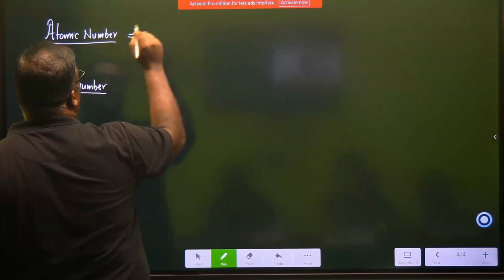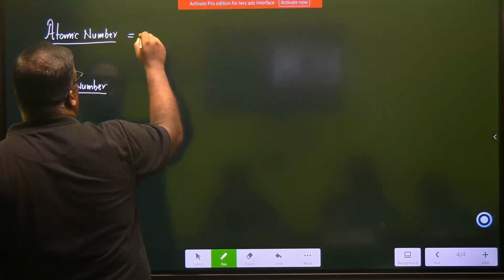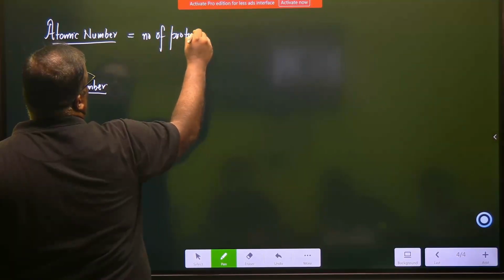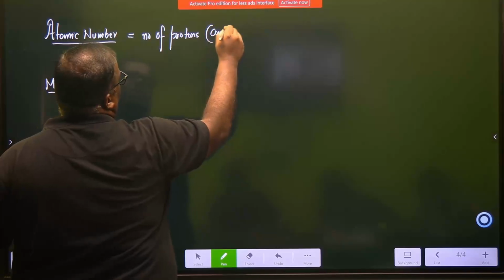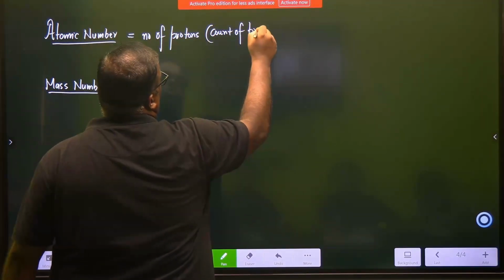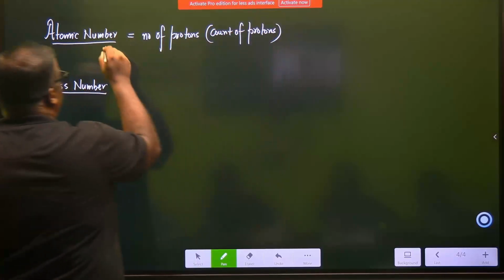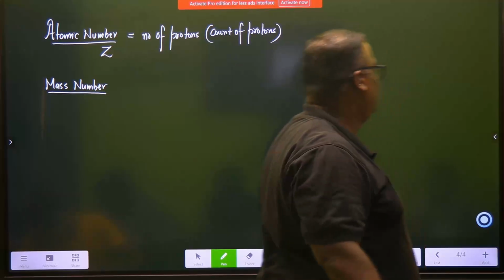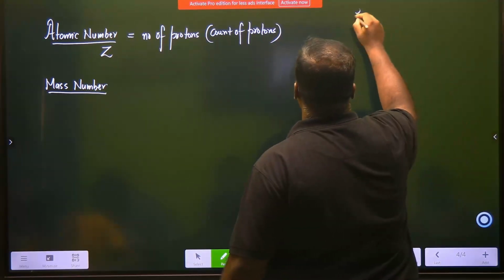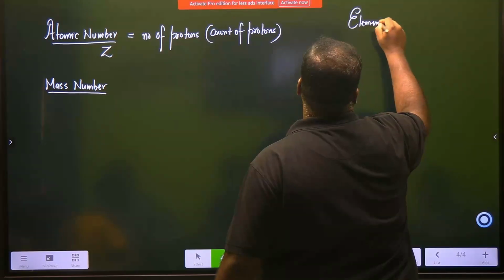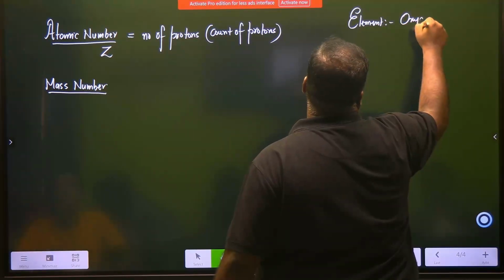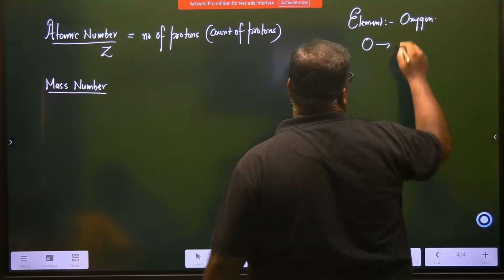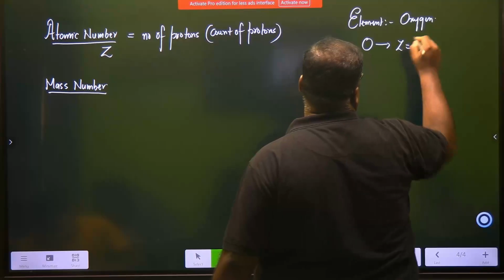Atomic number is an identity of an atom. It is equal to the number of protons, or I can say count of protons, represented by the English letter Z. Okay. So let's take an example of an element. We have an element whose name is oxygen. Right? Symbol is O, and in oxygen, the atomic number of oxygen is 8.